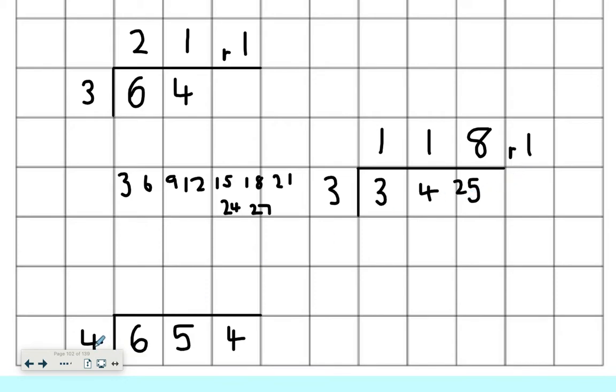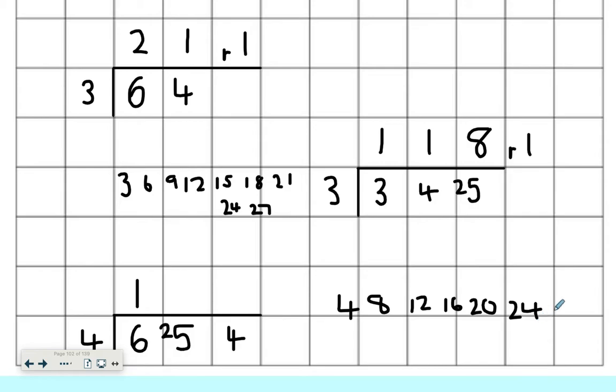Here I've got how many 4's go into 654. So how many 4's go into 6? So 4, 8, 12, 16, 20. Stop there for now. Only one 4 can go in because if I go to the next 4, it's too many. So that leaves me with 2 left over. So let's go a bit further.